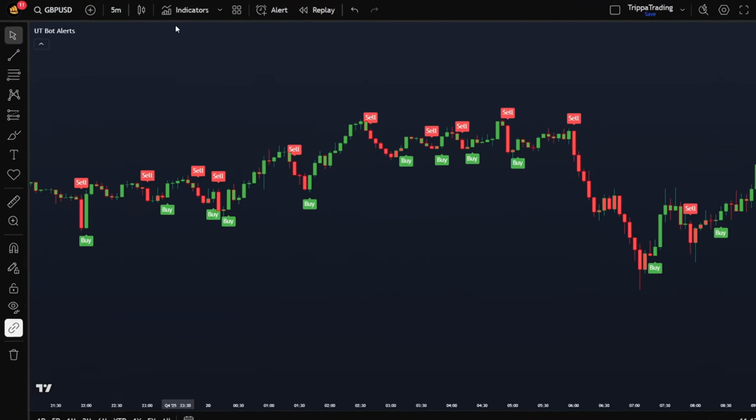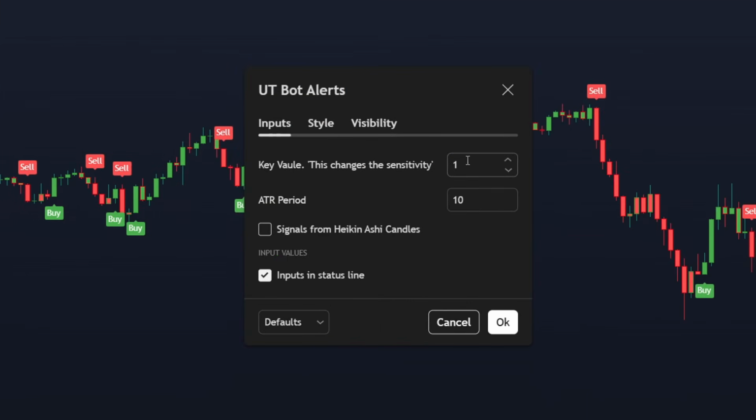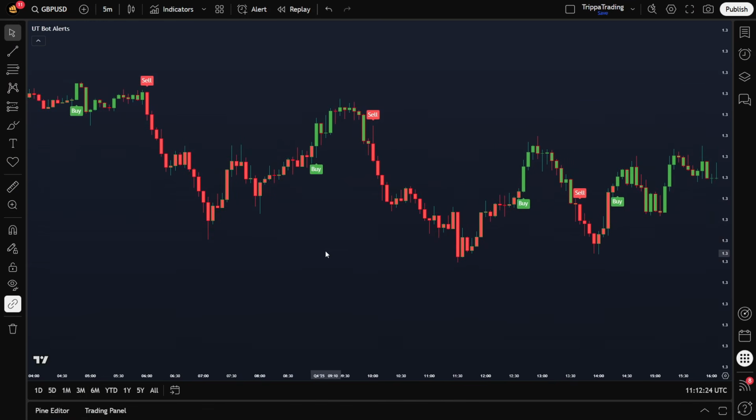Just open the settings of this indicator. You can do that from here. And change the key value to 3, and also change the ATR period to 2. That will clean up the noise and show only the stronger setups. As you can see, this is already much better.